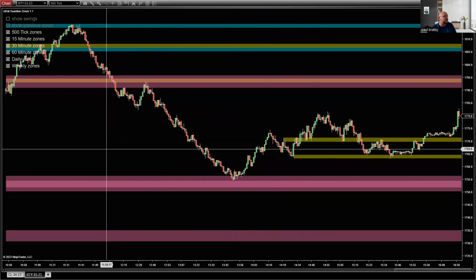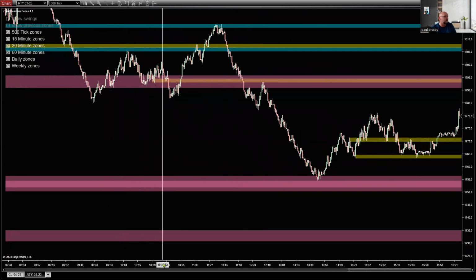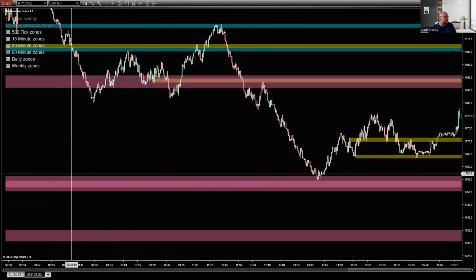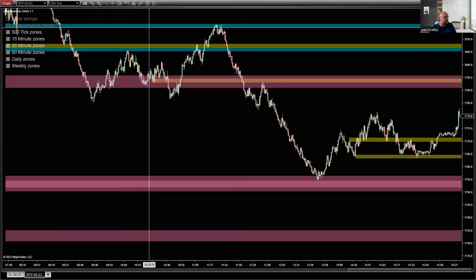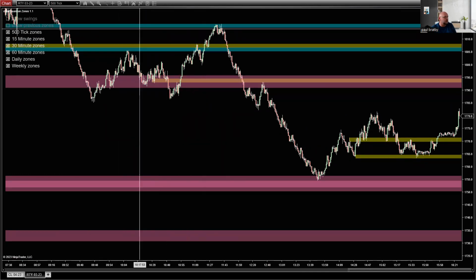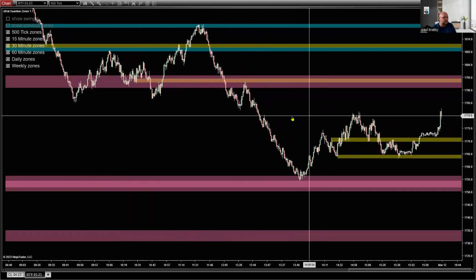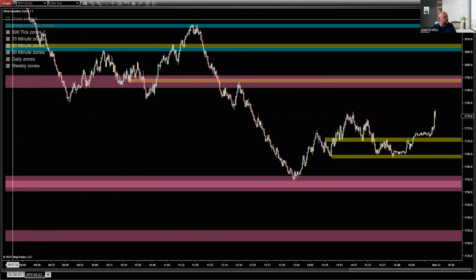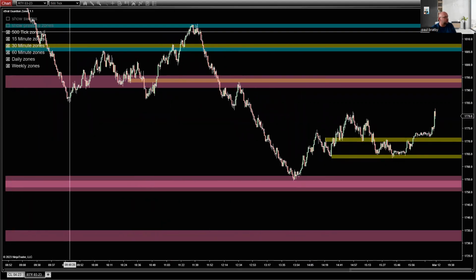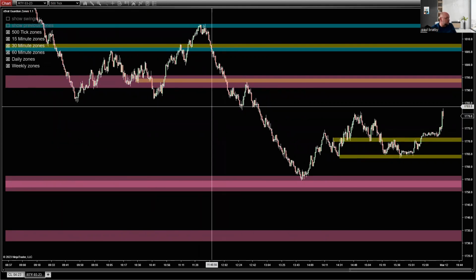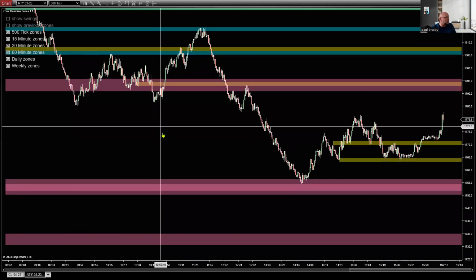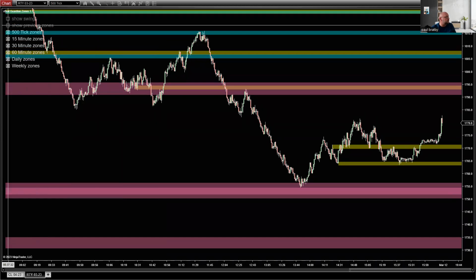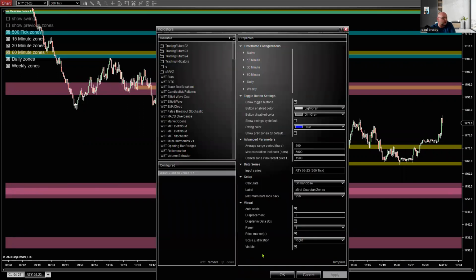Okay, so this is a tick chart. Now we can see the 60 in the purple, we can see the 15 in the turquoise, and then the 500 tick support resistance zones are here. One of the things we can look at is previous zones. So if I just move that down, you might see it a little better. Okay, previous zones. If you click on that, you can see those previous zones just appear on the chart.